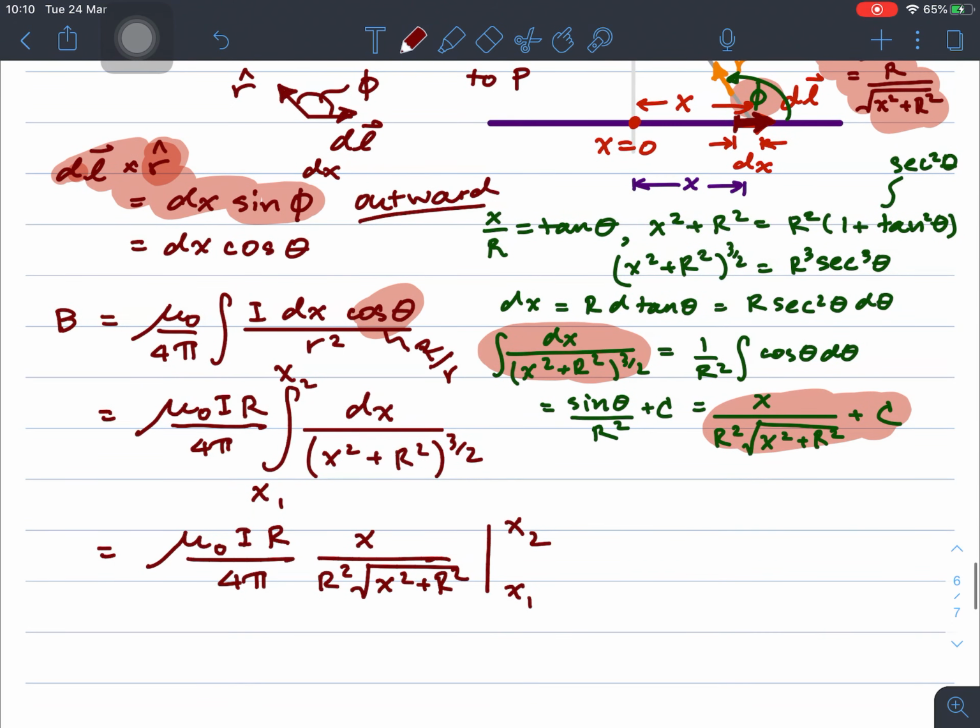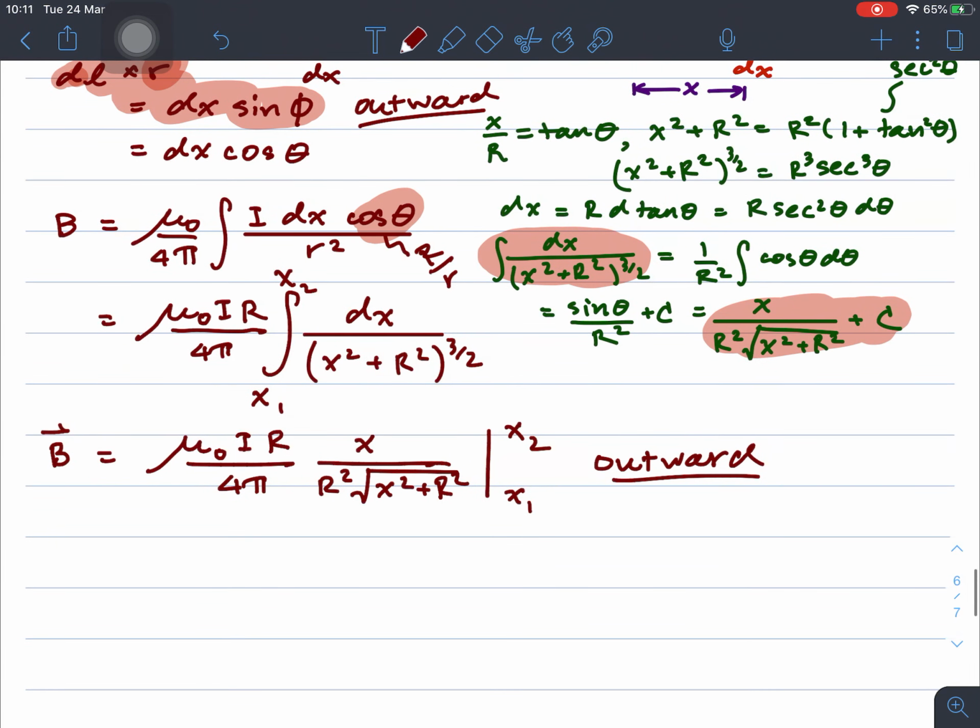Now we have the magnetic field, and that is pointing outward. From this formula, it would just depend on the limits. So we are going to take the different lower and upper limits.